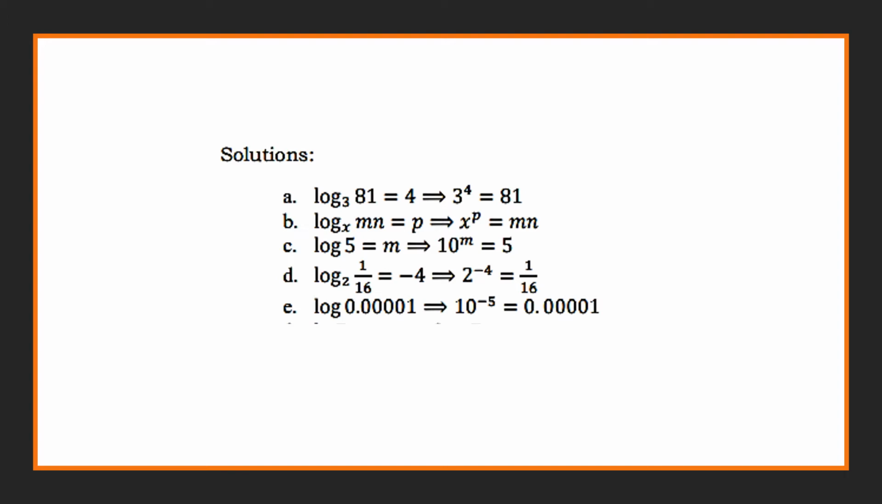Logarithm of 0.00001 to the base 10. So, whenever no base is written, it means base 10. Okay? 10 raised to negative 5 is equal to 0.00001. Okay? So, that's it.